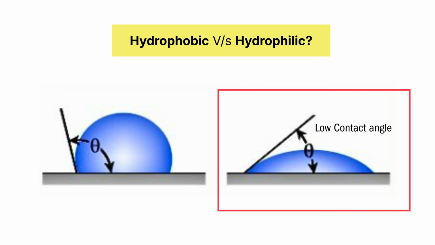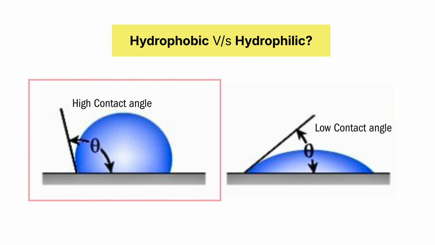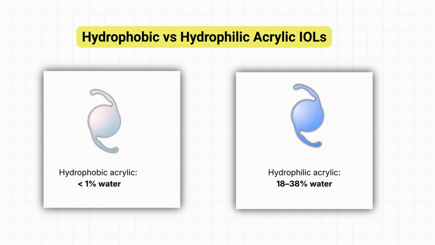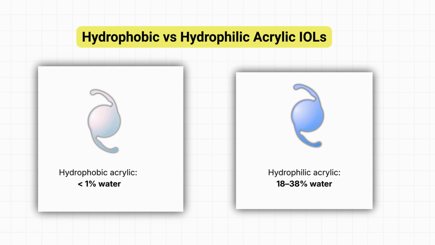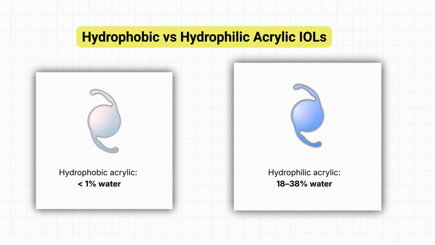If water spreads out on the surface, we call it hydrophilic. This means a low contact angle. If water beads up, we call it hydrophobic. This means a high contact angle. This surface behavior explains why cells and proteins interact differently with different IOLs. Approximately, the hydrophobic acrylic has less than 1% of water, and hydrophilic acrylic has 18 to 38% of water.